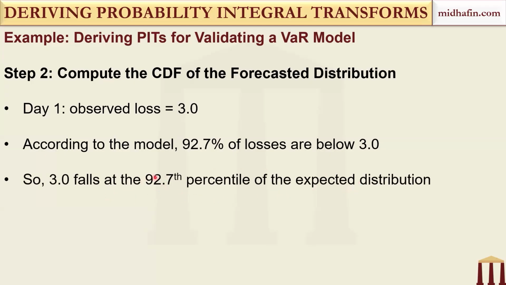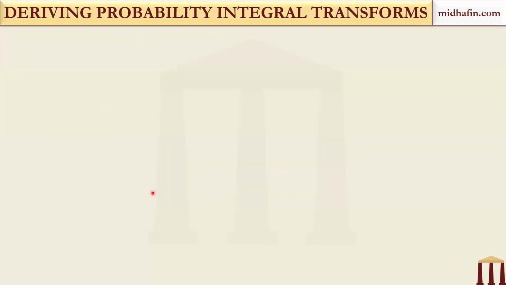You can verify this using Excel also. It will be quite clear. If you have a normal distribution with a mean of 0 and standard deviation of 2, you can clearly check that for 3 you will get the percentile as 92.7. We have done this in detail in part 1, right?